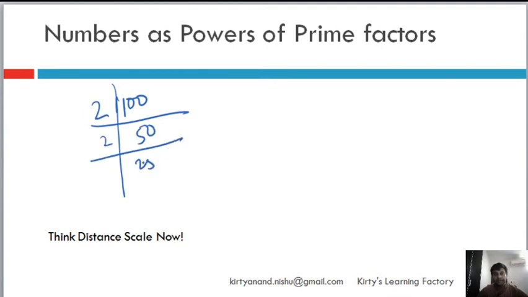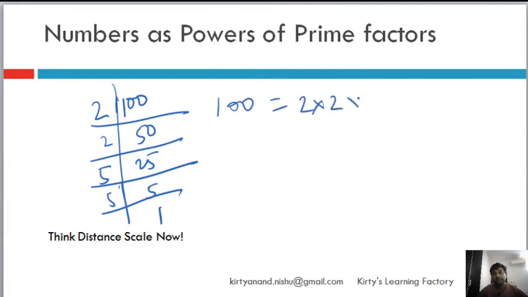Quickly. Okay, I am just trying to prime factorize it. So what do I get? I get 100 as 2 into 2 into 5 into 5. That is my prime factors. I can also write it as 2 raised to the power 2, right? Because 2 is multiplied 2 times. Similarly, I can write 5 raised to the power 2 because 5 is multiplied 2 times.